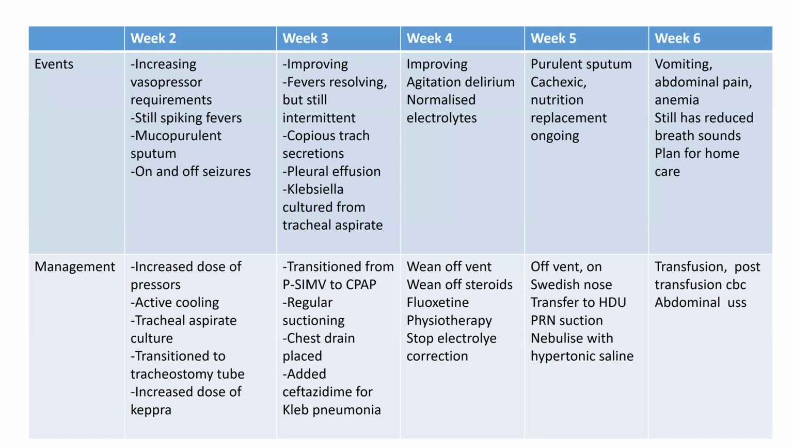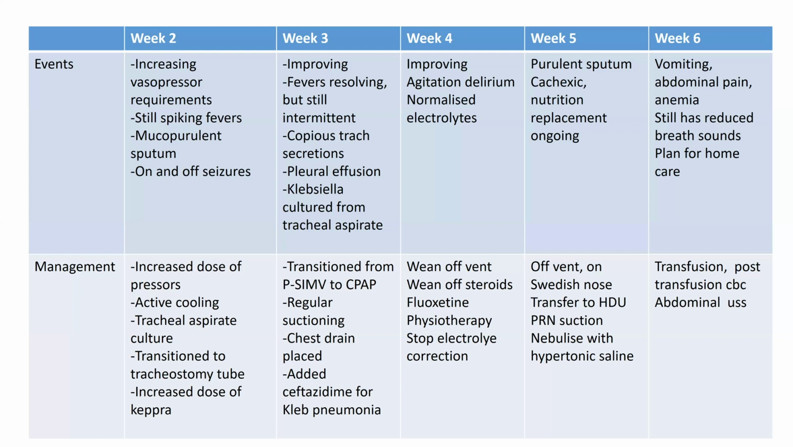In week 4, the patient kept on improving, but developed agitation delirium. And at this time, our electrolytes were normal. So we stopped electrolyte correction, weaned the patient off the vent, weaned off the steroids. We started him on fluoxetine for the agitation delirium and depressive episodes. And of course, meanwhile, all through this time, we were doing chest physiotherapy. That has been happening from the time the patient was admitted.